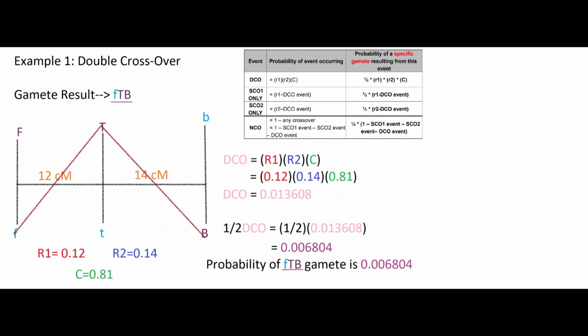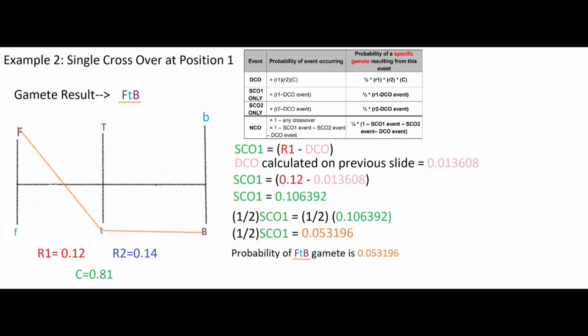A gamete containing the alleles for blue, long tail, and bark requires a double crossover event. The probability of a double crossover event is determined by multiplying the recombination frequency at position 1 by the recombination frequency at position 2, and then multiplying this by the coefficient of coincidence. This number represents the probability of either double crossover event and must be multiplied by 1/2 to specify the gamete.